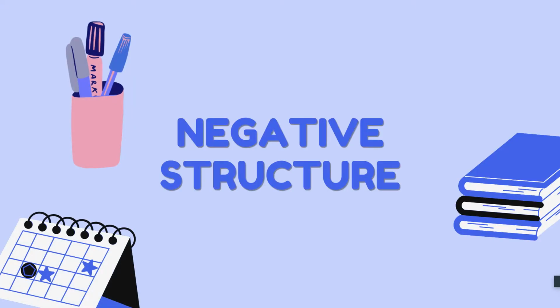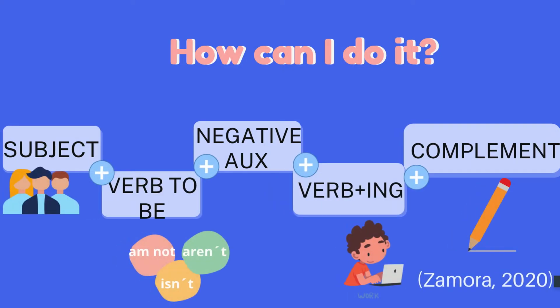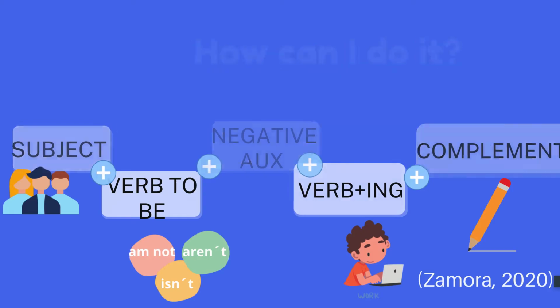Now it's time to know another form of the present continuous, which is its negative form. As we can see, the formula we use is subject plus verb to be, which can be am, is, or are, plus the negative auxiliary not, plus the verb with the ending ing, plus the complement. Unlike the affirmative form, in this one we must add the negative auxiliary not. Don't forget, to understand it better, let's see some examples.